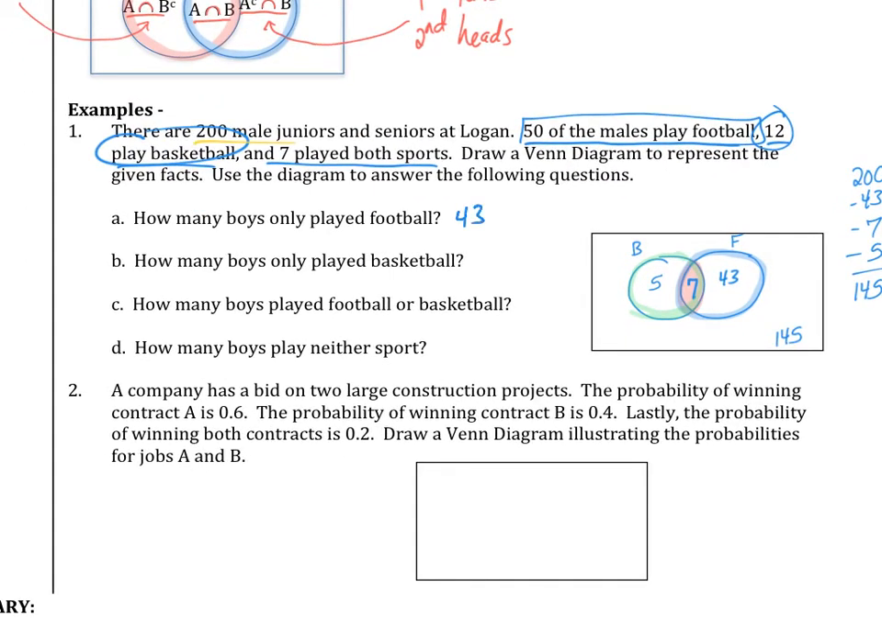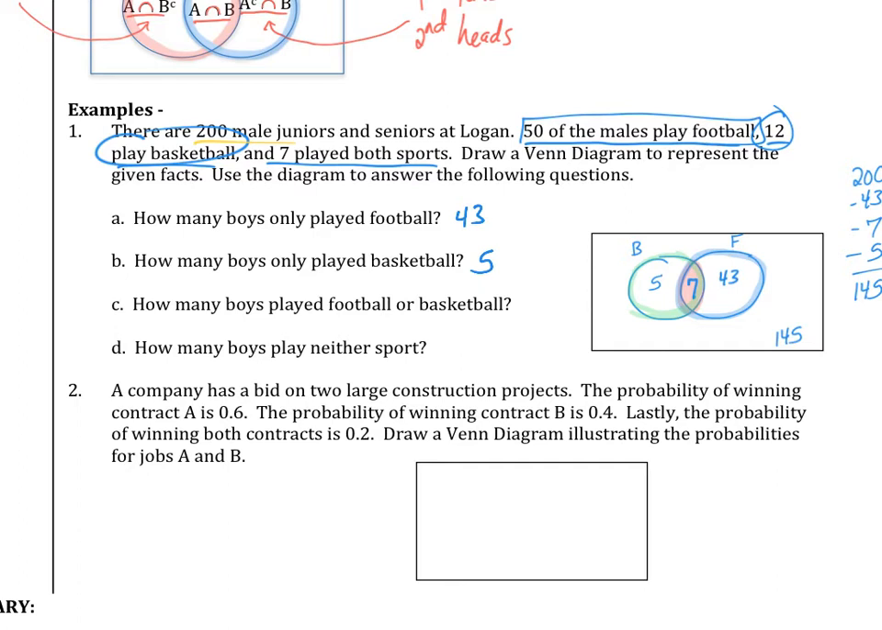So, how many boys only play football? 43. Because again, there's 50 that play football, but 7 of those 50 also play basketball. So how many only play football is 43. How many boys only play basketball? That will be 5. 5 only play basketball.